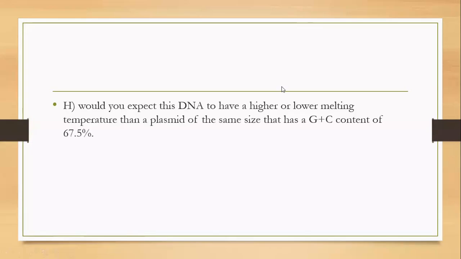Now, moving to the next question. Would you expect this DNA to have higher or lower melting temperature than a plasmid of the same size that has GC content of 67.5%? Here you should all know that the higher the GC content, it implies more hydrogen bonds. It means it's more stable. So hence it will have a higher melting temperature. So the melting point of this plasmid, that is PXO1, will be lower as compared to another plasmid which has GC content of 67.5%.